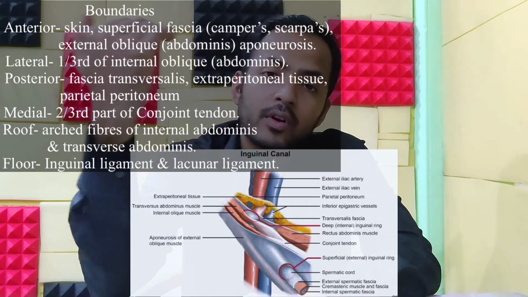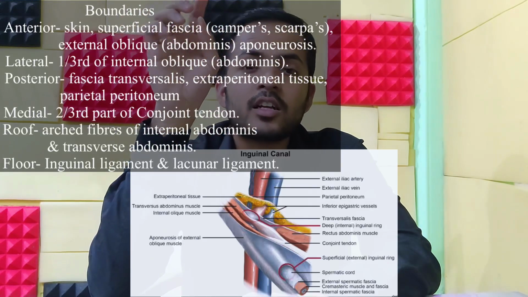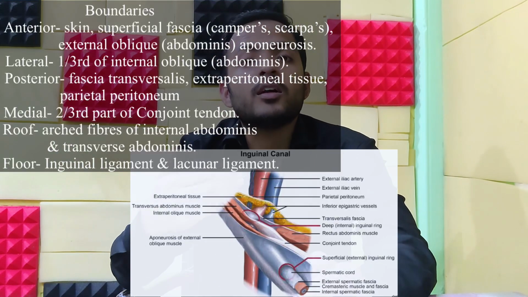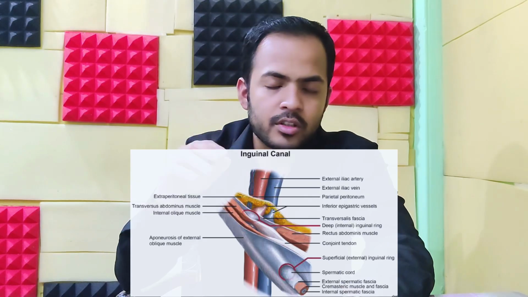The roof is formed by the arched fibers of the internal oblique muscle and the transverse abdominis muscle, and the floor is formed by the inguinal ligament along with the lacunar ligament. I will talk about these things later.